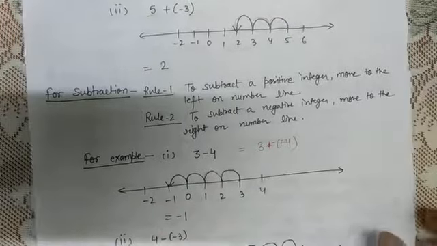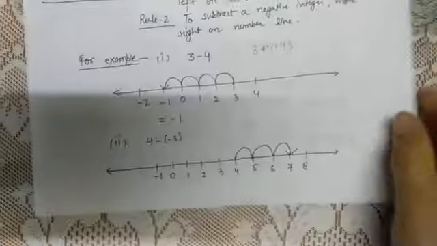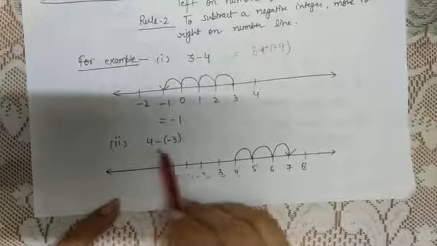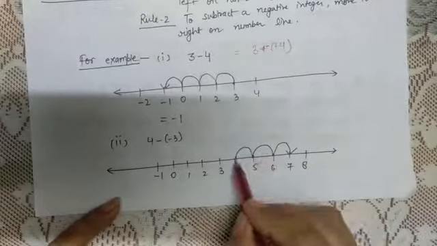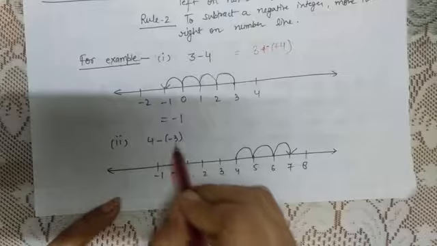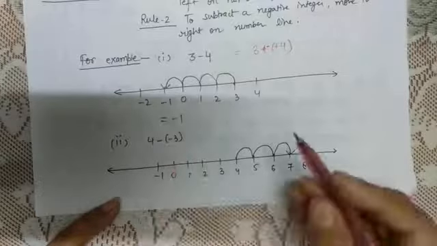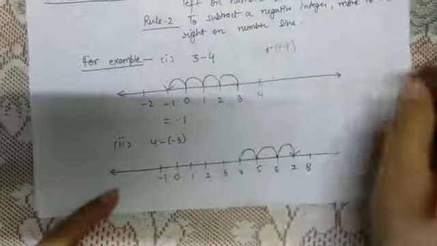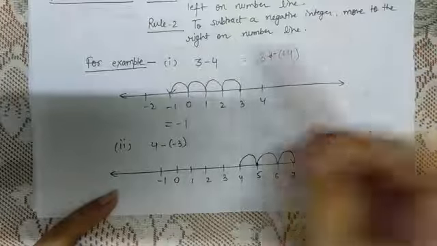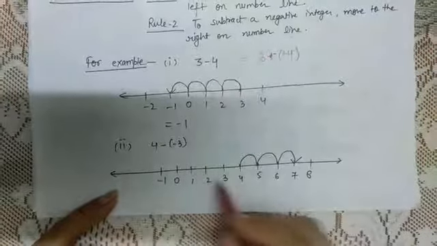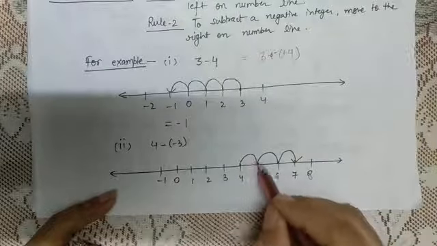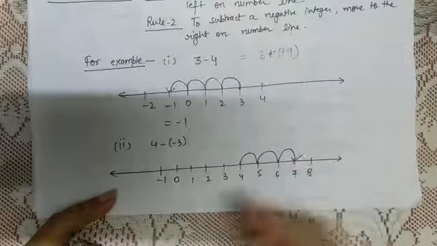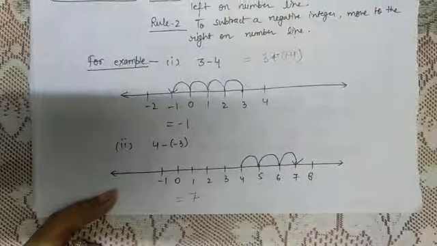Now what about the second example? We can see this is 4 minus -3. This is the first integer which we have to mark on the number line. Then we have to subtract the other integer which is negative in sign. So when we have to subtract a negative integer, we have to move to the right on the number line. So we will mark the first integer, then we have to move towards the right. 1, 2 and 3. The answer is 7.